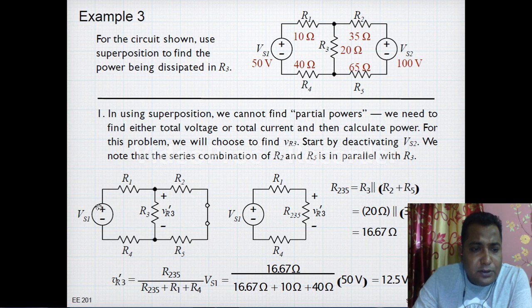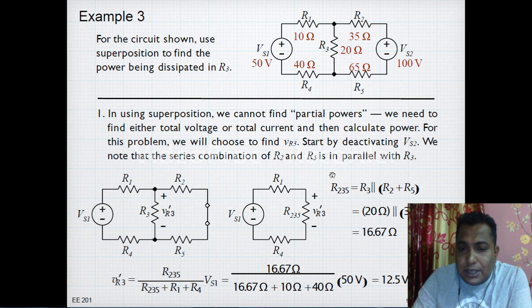Again I am telling, follow my pointer. From VS1 the current is produced, and it comes to this node. After this node it divides between R2 and R3. Whatever current flows through this R2 also flows through this R5. So the same current flows through R2 and R5, so they are in series, and the combination R2 plus R5 is in parallel with this R3, and this whole parallel combination is in series with this R1.